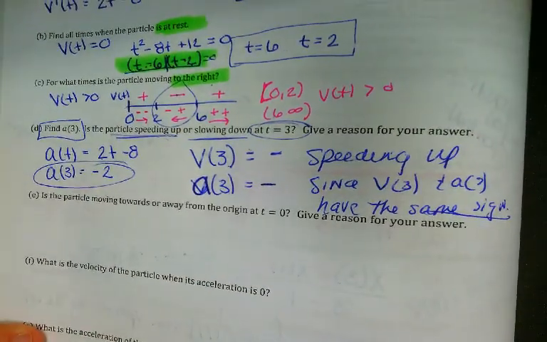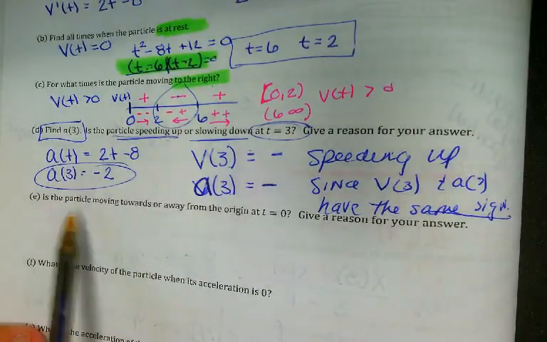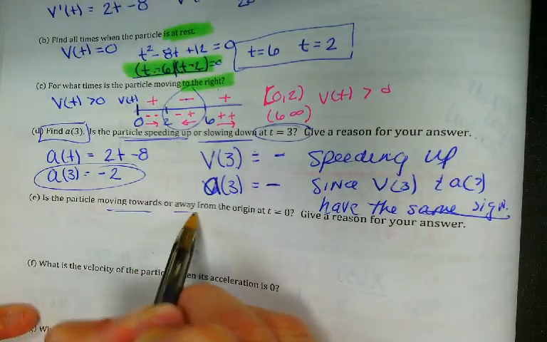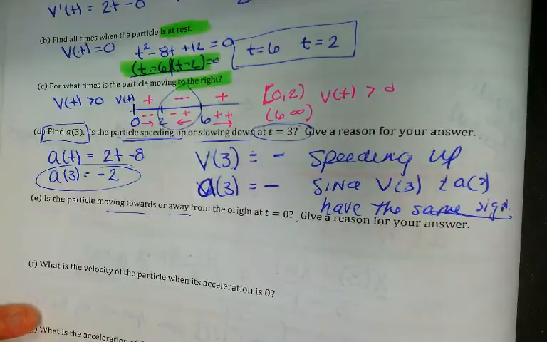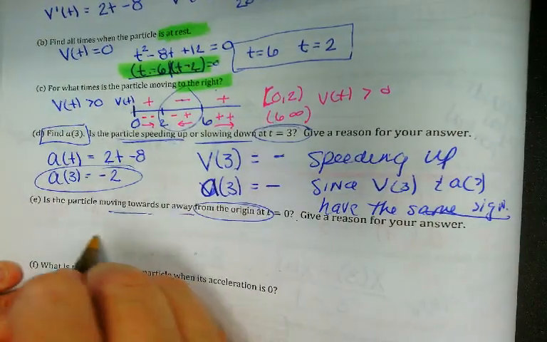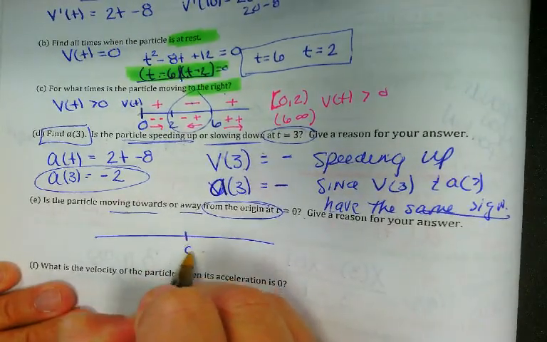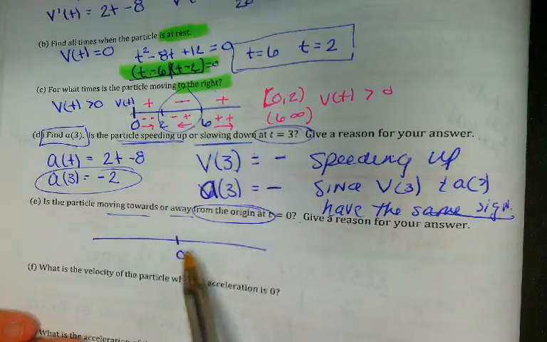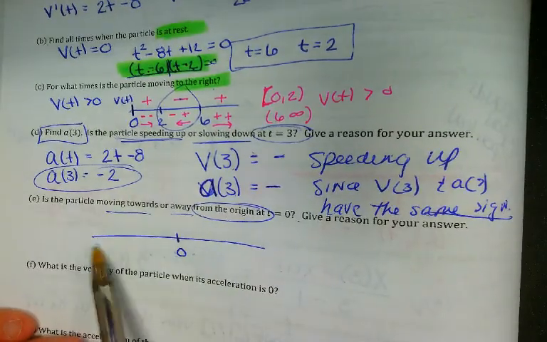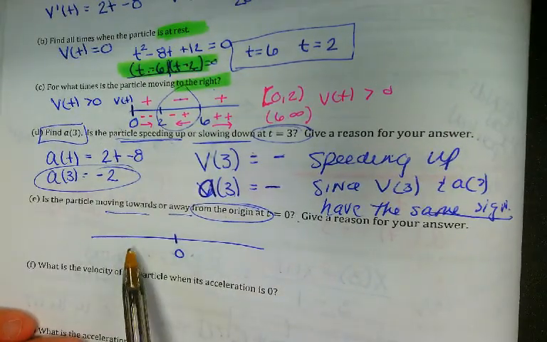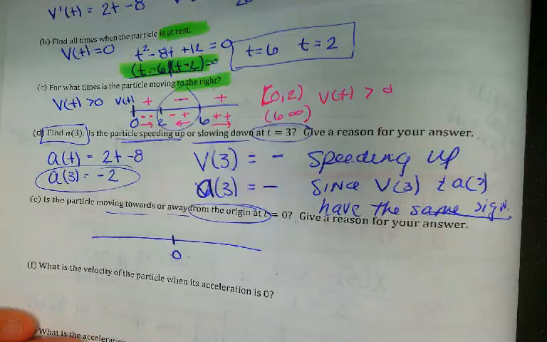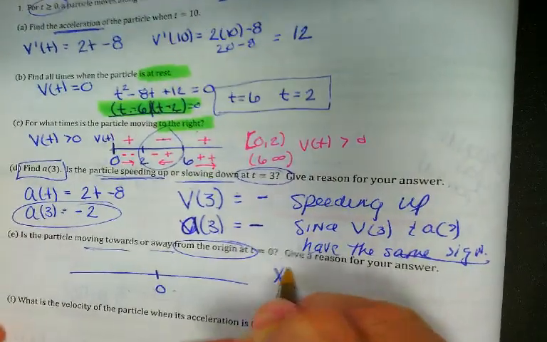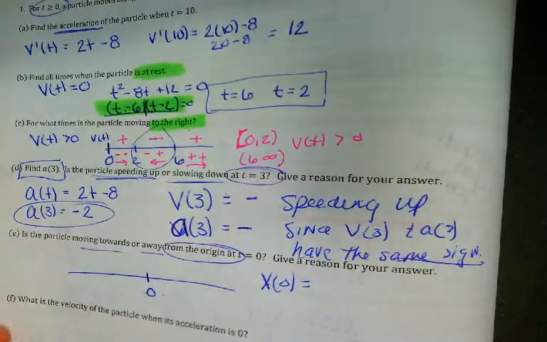All right, E. So again, review from Friday. Is the particle moving toward or away from the origin at t equals 0? So we want to talk about the origin, so we just make a number line and we talk about, here's the origin. If I want to know if I'm moving towards this number or away from it, I first have to know where I start. Where is my position? So the first thing I need to know is my position at 0.